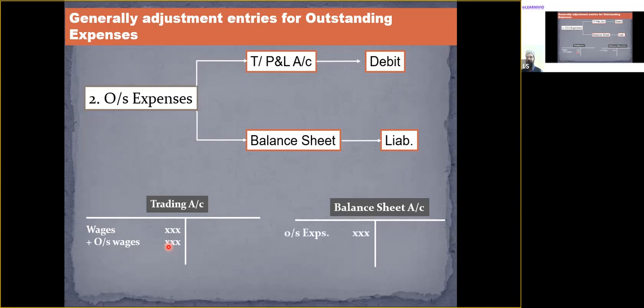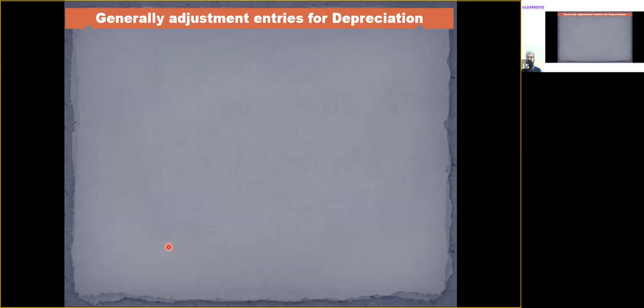All right. Now let's talk about the third adjustment entry. The third adjustment entry will be for depreciation. I'm sure every one of you is already aware of depreciation because we have already done a dedicated chapter about it: depreciation is basically a reduction in the value of the asset over a period of time.